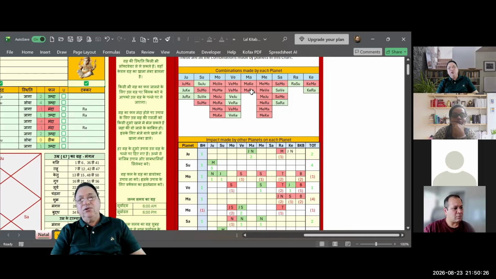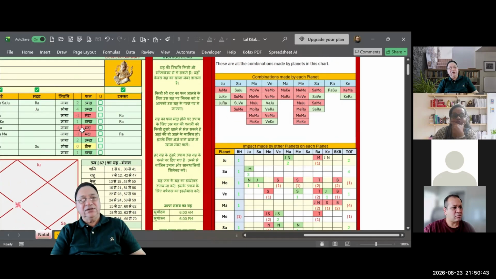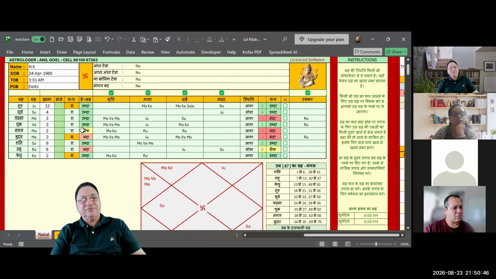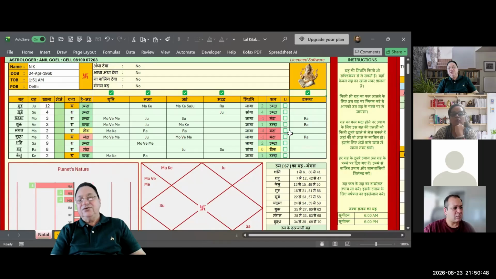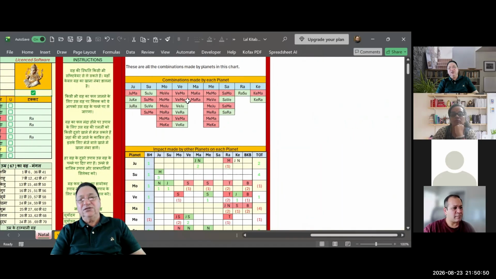So I know all the aspects of Mangal will be applicable at this time. That means Mangal Ketu, Mangal Rahu will be active at this time. And since both the combinations are bad, they will give bad result at this time. Because here we have Mars bad. So Mars Ketu and Mars Rahu, both of them will give bad result.